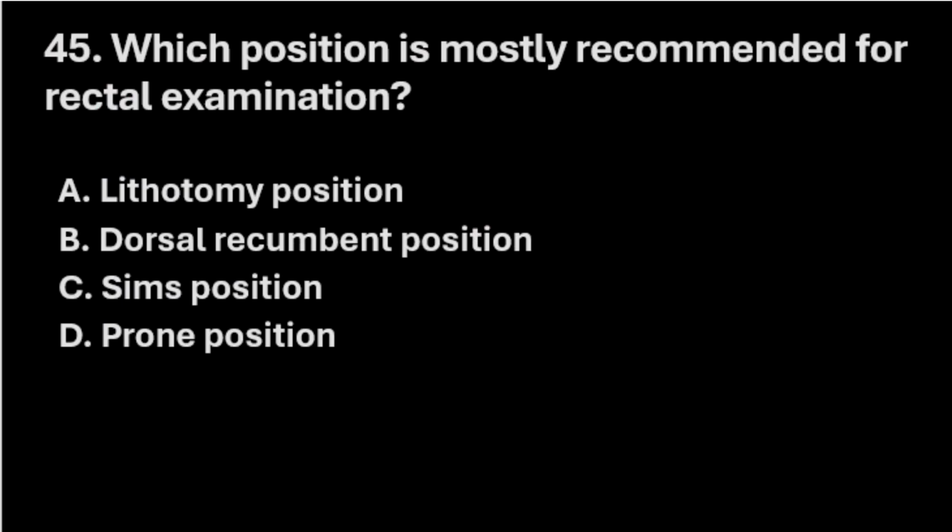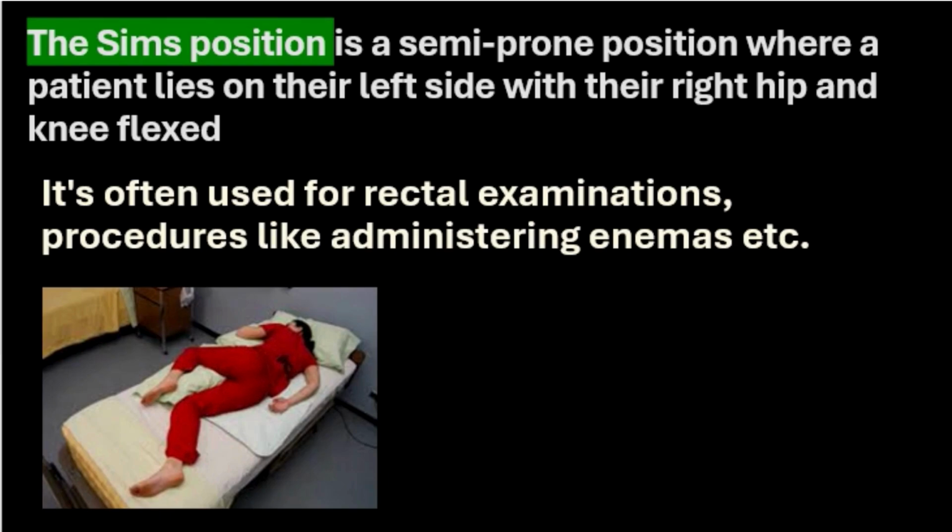Next question. Which position is mostly recommended for rectal examination? Option A, lithotomy position. Option B, dorsal recumbent position. Option C, Sims position. And option D, prone position. The right answer is option C, Sims position. The Sims position is a semi-prone position where a patient lies on their left side with their right hip and knees flexed. It's often used for rectal examinations, procedures like administering enemas, etc. This is the Sims position. You can see the diagram.